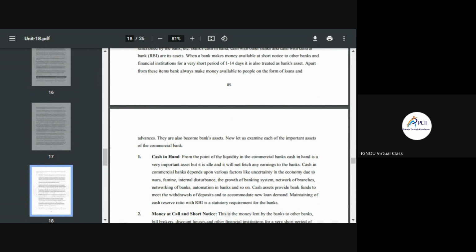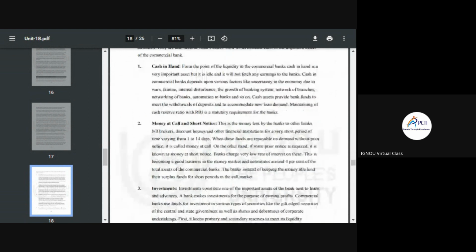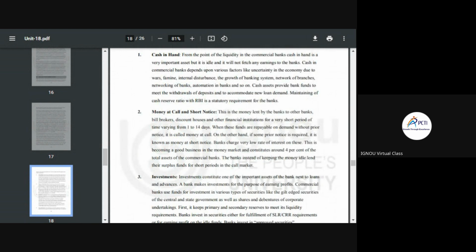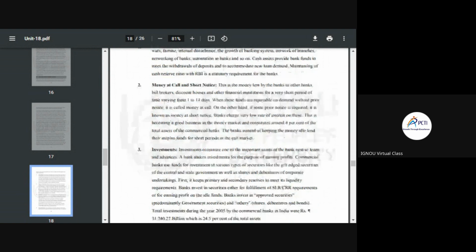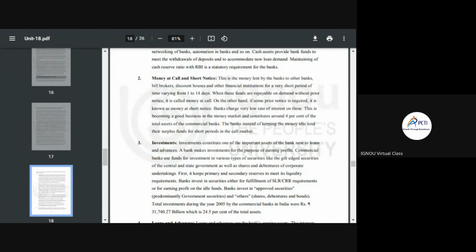So basically, here we have some bank assets which we need to examine. The first point is, for the asset, the most important thing is cash in hand. Second one is money at call or short notice, that is money lent by the banks to other banks, like bill brokers, discount houses and other financial institutions, for a very short period of time varying from 1 to 14 days. When these funds are repayable on demand without prior notice, it is called money at call. On the other hand, if some prior notice is required, it is known as money at short notice.